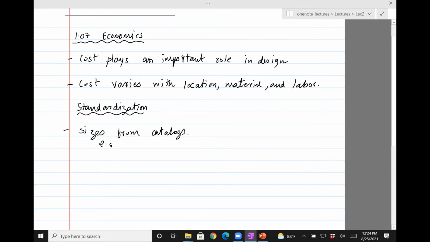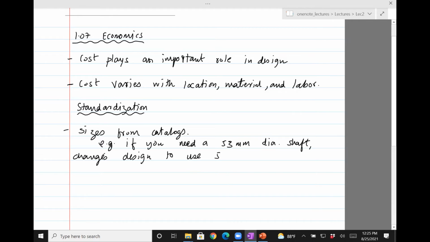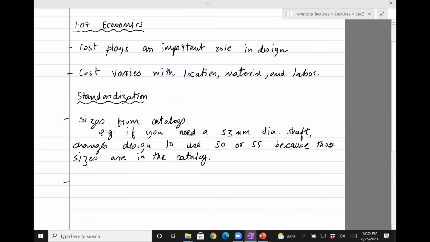So the example is, if you need a 53 dia shaft, you need to change your design to use either 50 or 55, because those sizes are in the catalog. That's one reason why I want standardization.